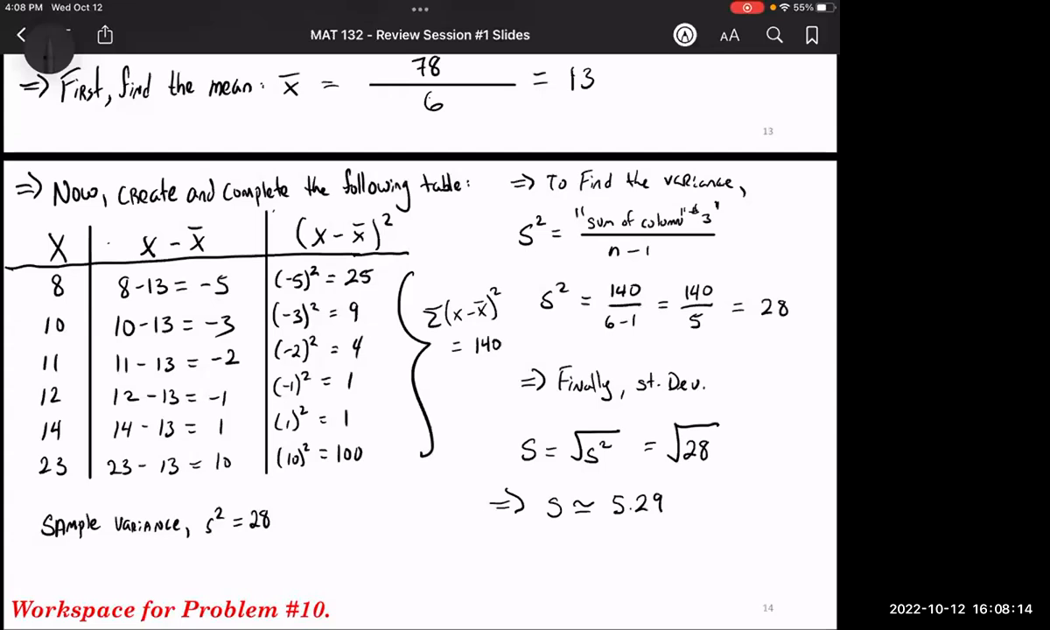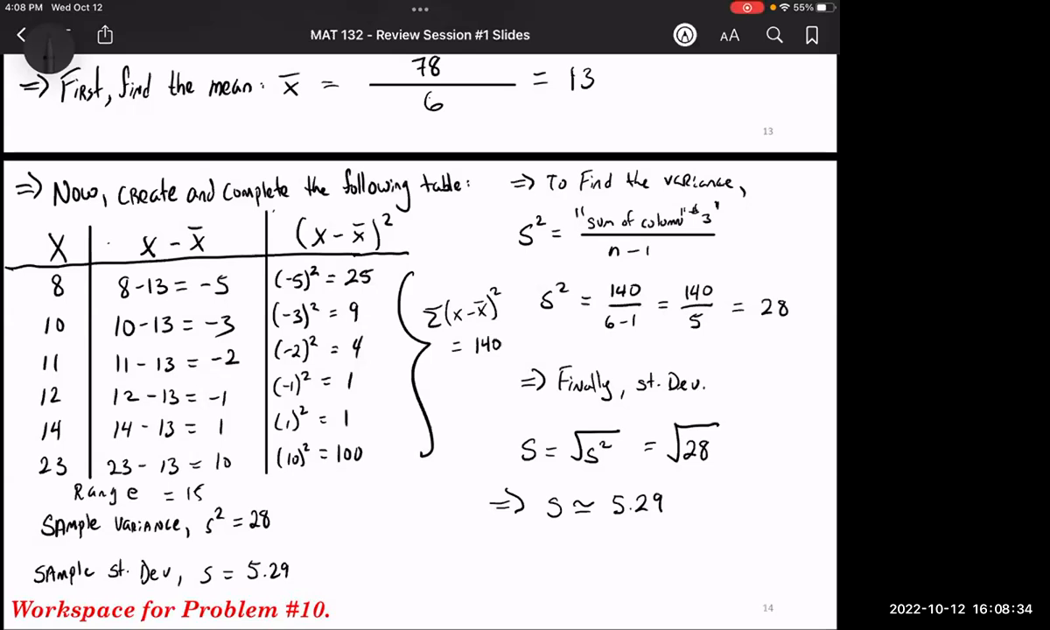Okay, so those are our answers. Sample variance was 28. Sample standard deviation, s, is 5.29. The range that we did earlier was 15.